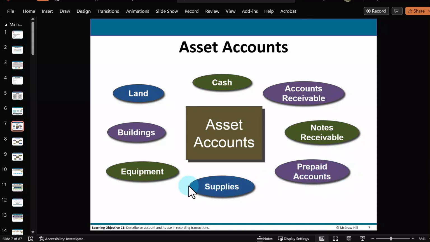Things like supplies, equipment, building, land are easy to identify as assets because you can physically see them. Assets that last a long time, long-term assets like land, building, equipment, we'll have a whole chapter on that, in acquiring these assets, using them up, and even selling them, again, in a future chapter.